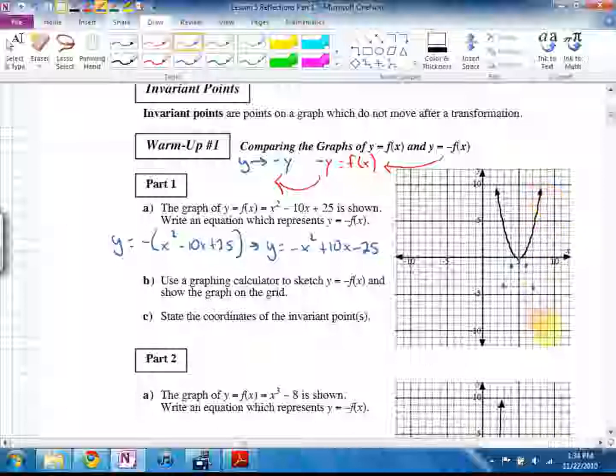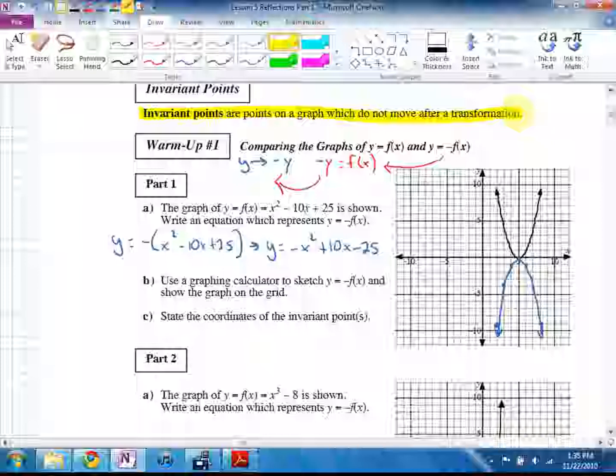Now you can pick your pencils up again. This is going to be a vertical reflection. It said use a graphing calculator. We just did it. State the coordinates of the invariant points. Oh, you know what? There's our definition. Why don't I highlight that? Why don't you underline it? An invariant point is a point that stays where it is. And in English, for those of you that speak English as your first language, the word invariant kind of makes sense. It does not vary. It doesn't change. Okay, so it says state the coordinates of the invariant point. 5, 0. Everything else moved.